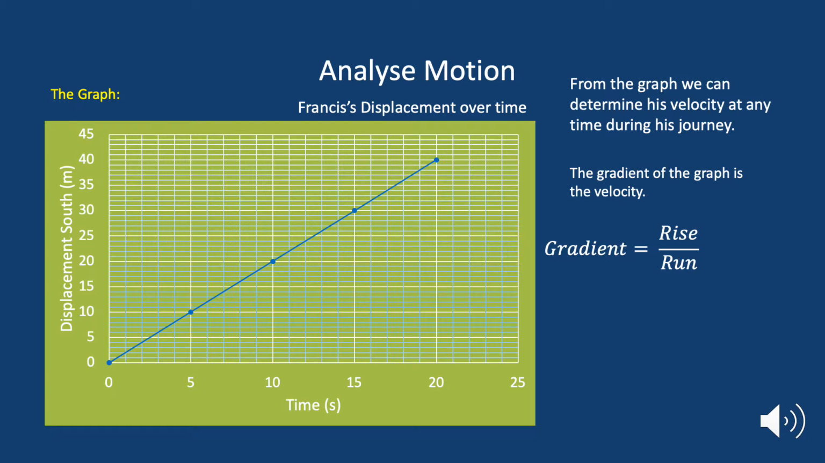We find gradient by using rise over run, that equation there, and we say, okay, well, let's look at the rise. It rises 40 meters. 40 subtract 0, 40 meters. It rises 40 meters, and it runs 20 seconds. 20 subtract 0. So this tells us that his velocity is 2 meters per second. Or we should really say 2 meters a second south.